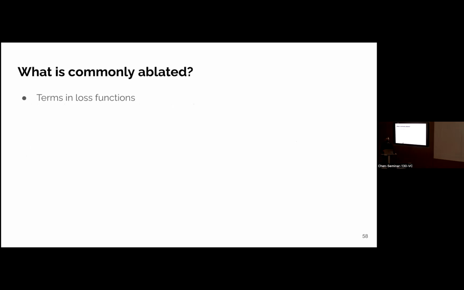Commonly, this would be terms in loss functions. I mention that a lot because it's probably the most common thing. We say, okay, I'm going to start with some basic loss, and I'm going to add a term that makes it behave in a way that I like, that makes it pay more attention to rare classes, or that improves calibration or something like that. That's commonly ablated. Pre-processing steps are pretty common, especially if they're more expensive ones. Many of them are pretty cheap and pretty standard, like cropping and flipping during training, which is not commonly ablated.